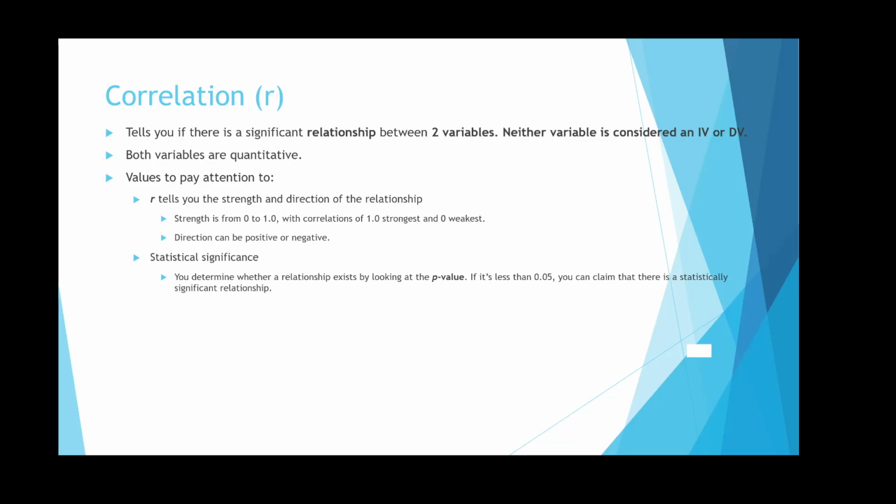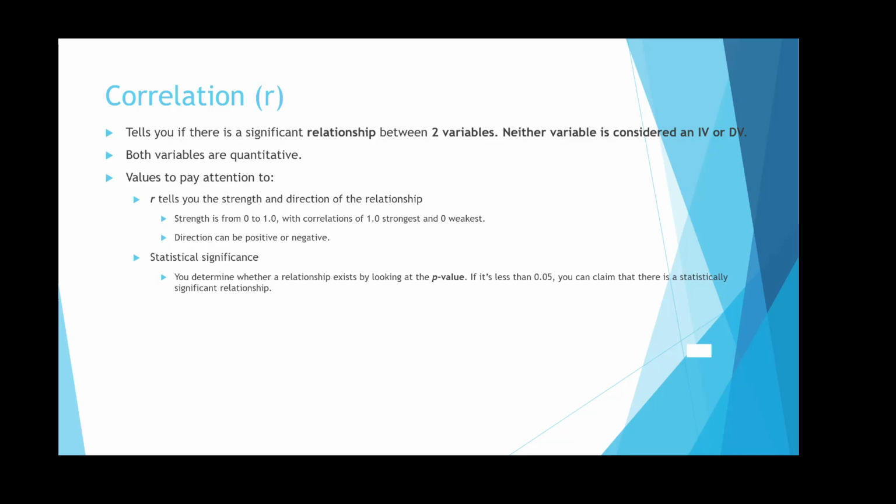Okay, so the values that you're going to pay attention to, obviously R, that is your correlation coefficient. R tells you two things. It tells you the strength and the direction of the relationship between your two variables. Now the strength, let's talk about the strength first. The strength is assessed by the number in R. So you're going to ignore the sign, ignore the negative or positive, and just look at how close is the number to 1.0 versus 0.